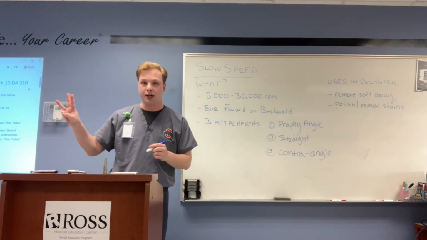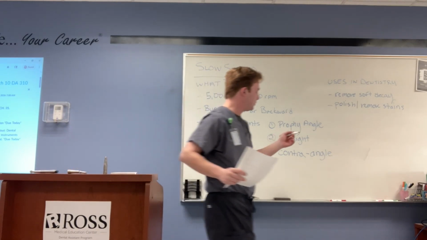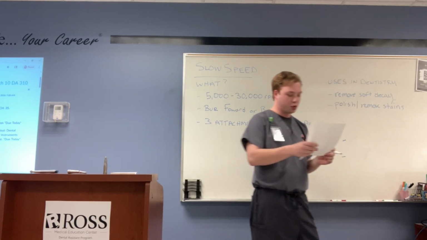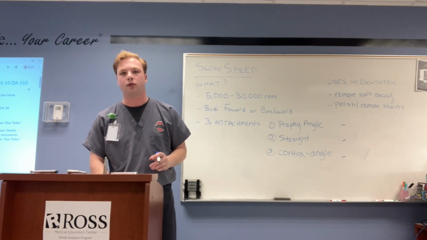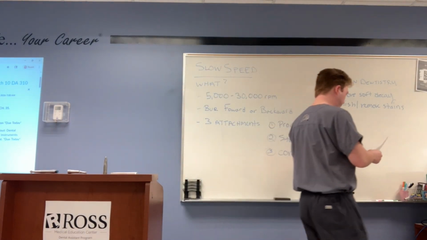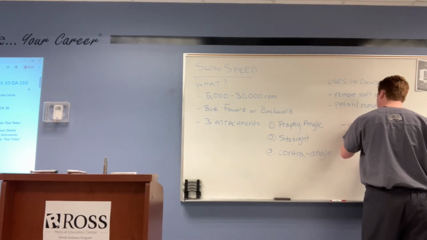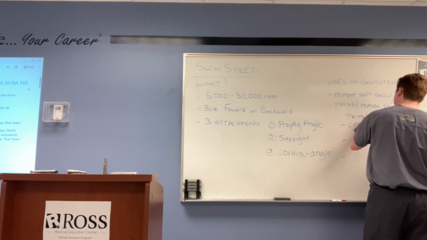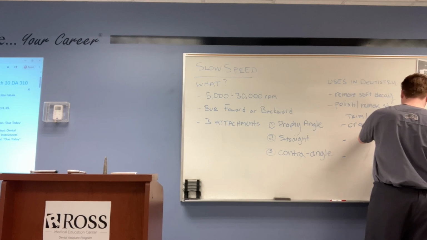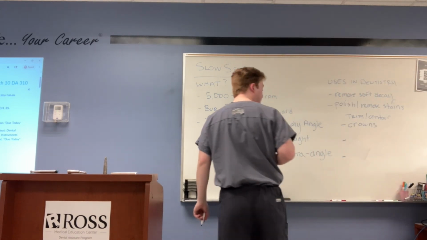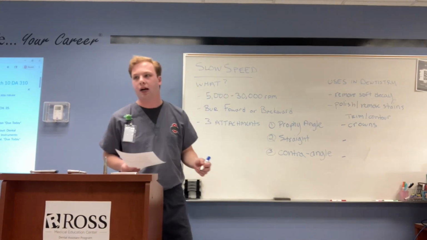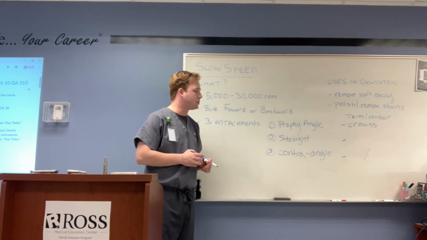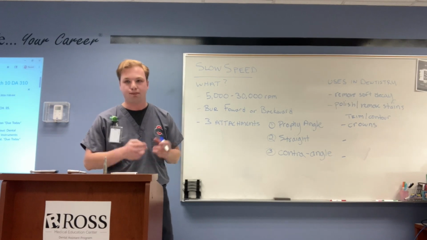and there are 3 laboratory uses. So let's go down here with these 3 lab uses. The first one is basically to trim and contour. So you're trimming and contouring crowns, or a temporary crown. So we'll just put crowns. Also, they're used for adjusting porcelain.